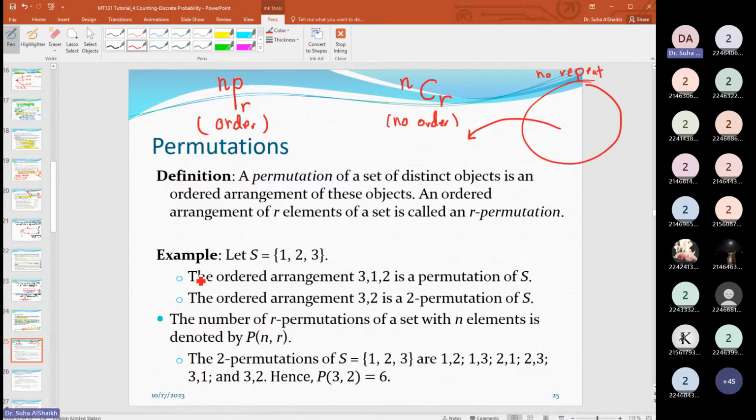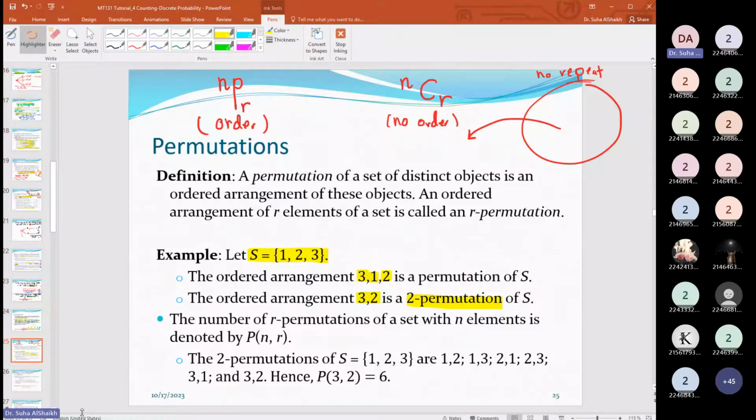Now, an example of a permutation is whenever I have the set S فيها elements 1, 2, 3. فأنا لو بختار a 3 permutation it's a 3, 1 and 2 اللي هي إعادة ترتيب 3 elements. This is a permutation. ممكن إن أنا أرتب 2, 2 وأسميها the 2 permutation of S, a 3 and 2.